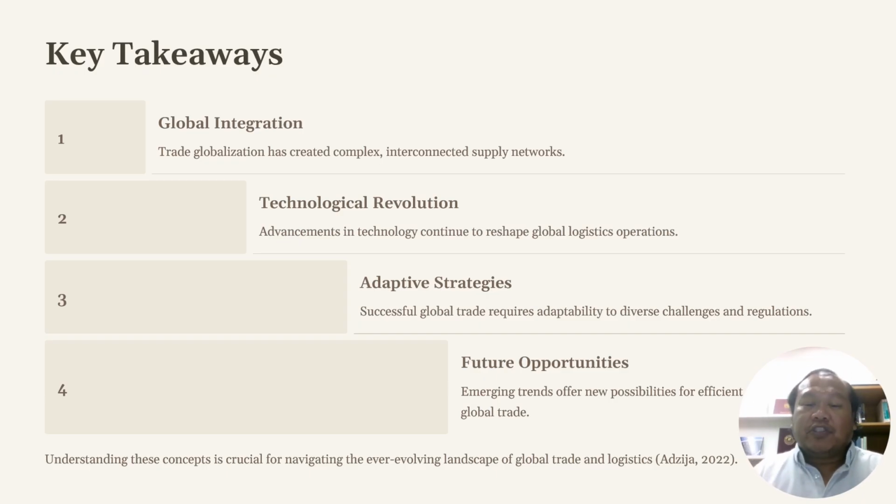And of course, future opportunities. These are emerging trends that offer new possibilities for efficient logistics management and global trading. I mean, every opportunity wherein you can sell, even if there are Martians, if aliens exist and aliens want your products, you might as well sell because it's a lost opportunity if you don't sell it. It's a lost market if you don't sell it. The only concern now is how you are going to deliver it.